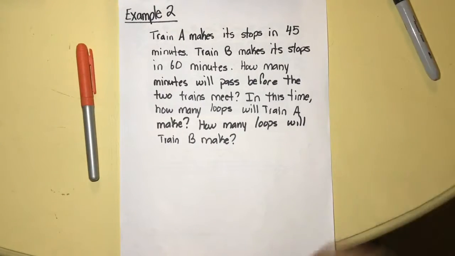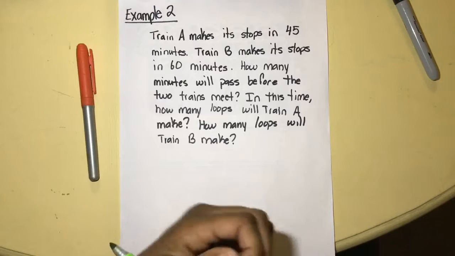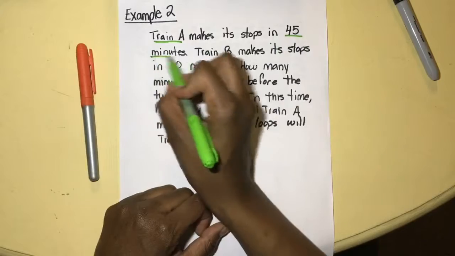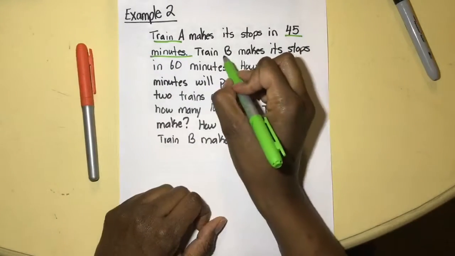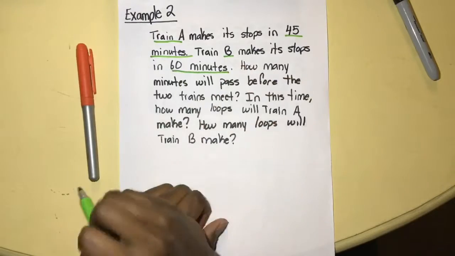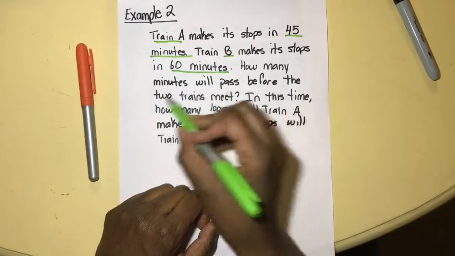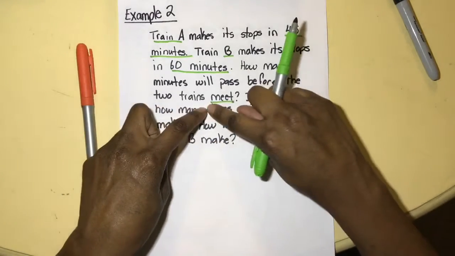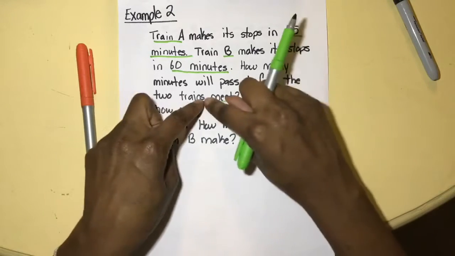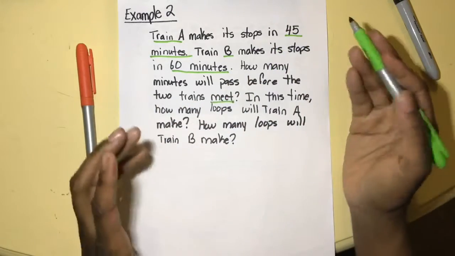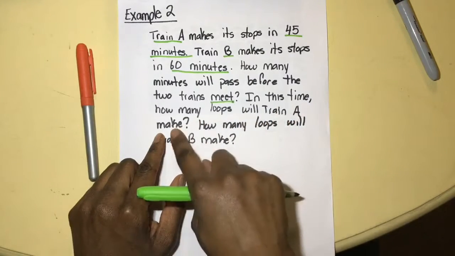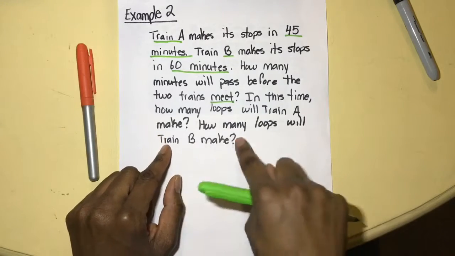All right, so let's go back and reread our problem and underline, highlight any important information. So train A makes its stops every 45 minutes. Train B makes its stops in 60 minutes. How many minutes will pass before the two trains meet? So if I'm meeting, that means we're going to be at the same place. They're going to match. In this time, how many loops will train A make? How many loops will train B make?